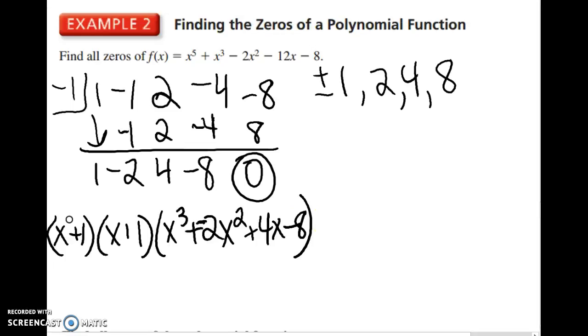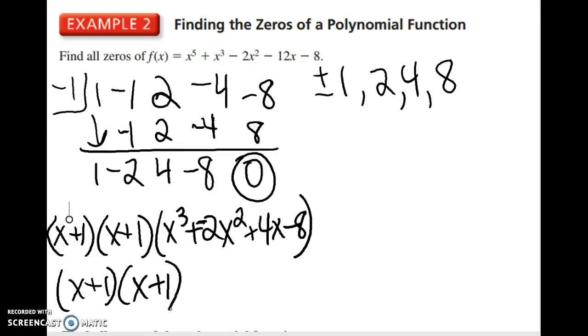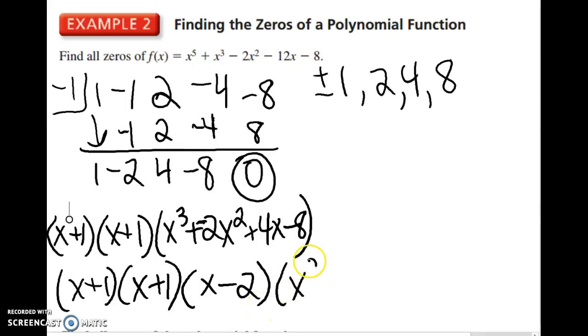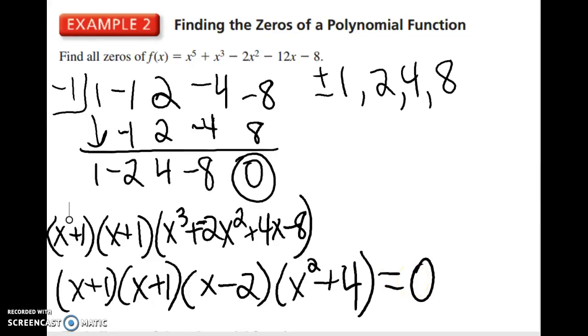So now what we want to do is factor x to the 3rd minus 2x squared plus 4x minus 8 by grouping. So when I do that, I still have my x plus 1 times x plus 1, and then I get x minus 2 times x squared plus 4. And we want to set this all equal to 0 to find the zeros.